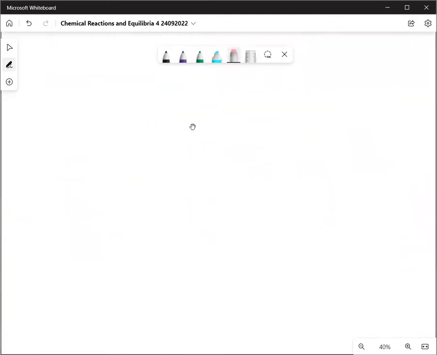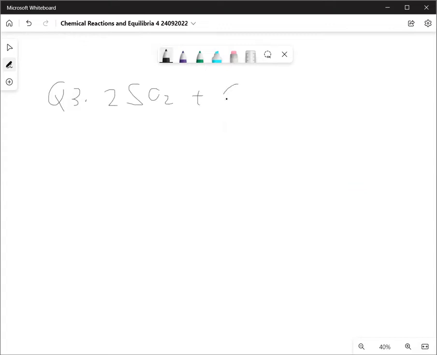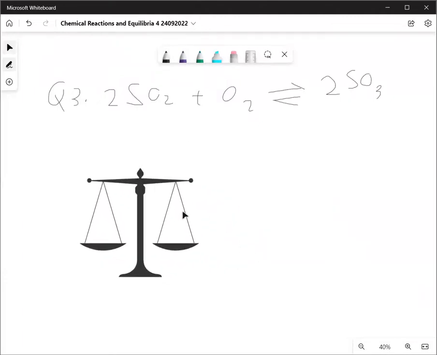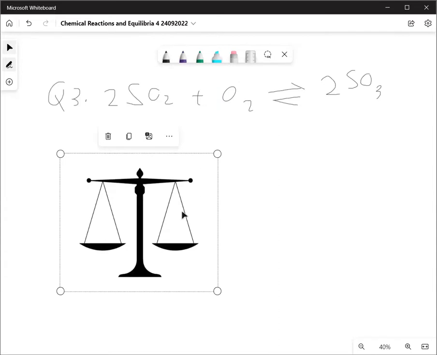Let's try another question. Let's say question number 3. 2SO2 plus O2 gives us 2SO3. Now in the beginning, again, you had a balance. Sir, can I clear something else too? Yes. अगर reaction उल्टा हो, so it's backward. अगर product side आगे हो तो it's forward, right? Yes. Product आगे हो तो forward है.